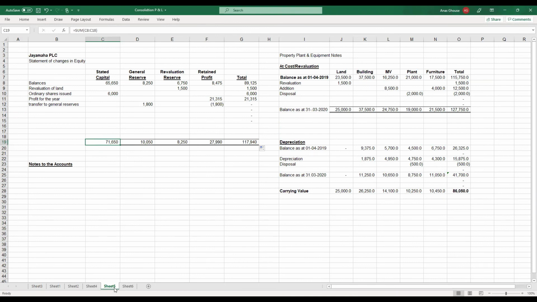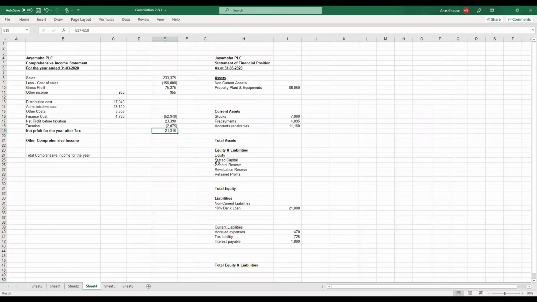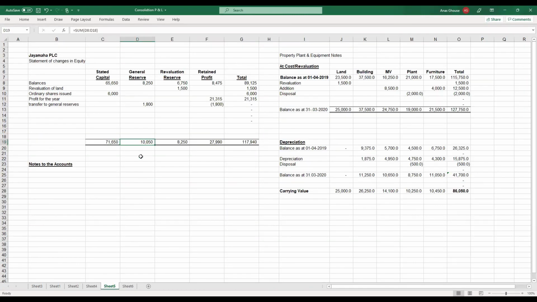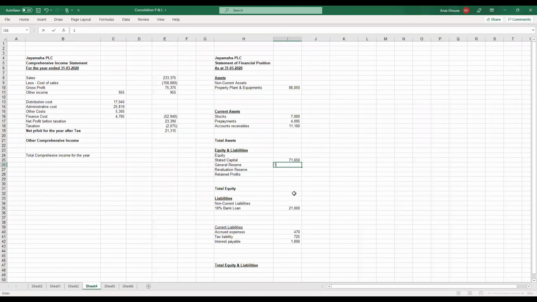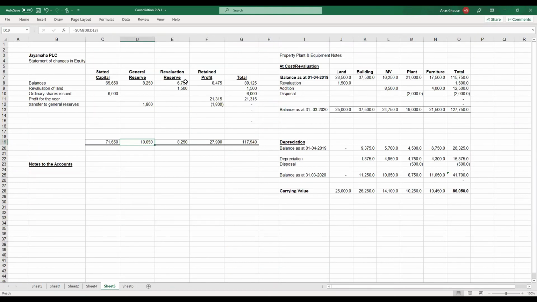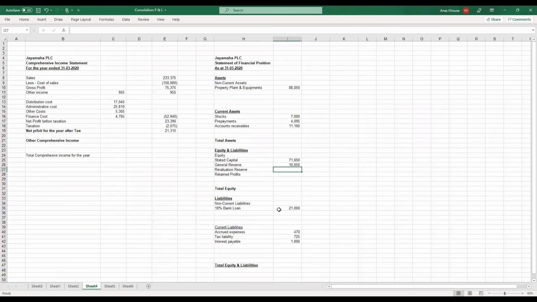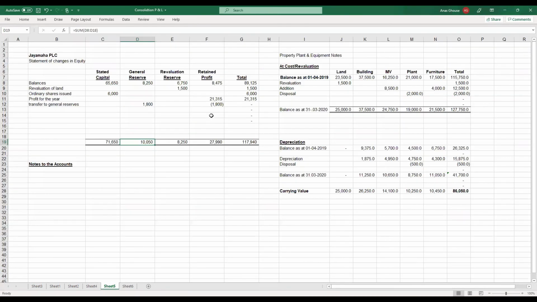So stated capital should be 71,650. Your general reserve should be 10,050,000 in the financial position. And revaluation reserve should be how much? 8,250,000. And retained profit should be 27,990. So let's see whether there are any other adjustments to be made.